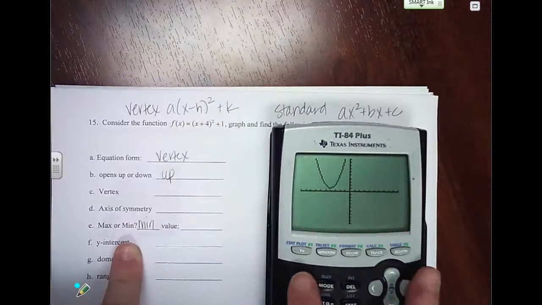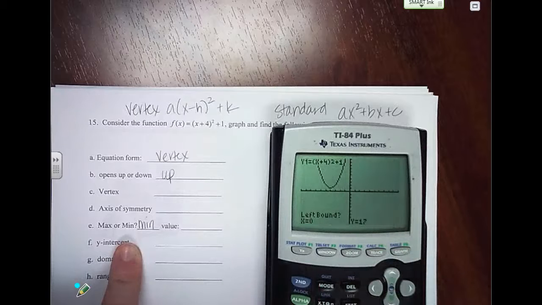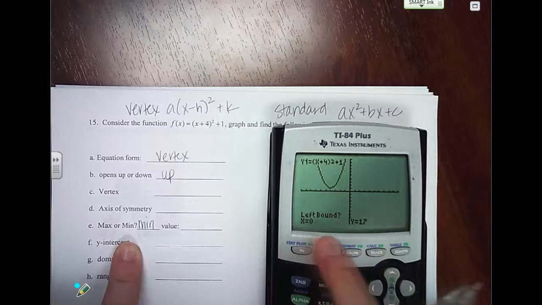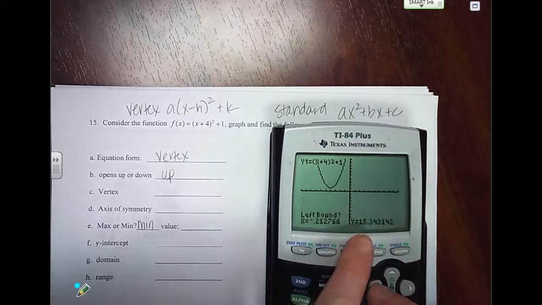So I go second trace and I press number 3 minimum. Remember, this is where it says left bound. So here I'm at 0, 17. I can't see my cursor. So I need to bring it down. So see how now 17 is arrowing down, 13, 12, 10, there it is. Okay, so I want to be left of it, so I'm going to keep on going.